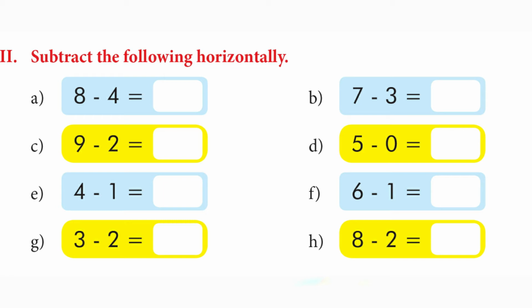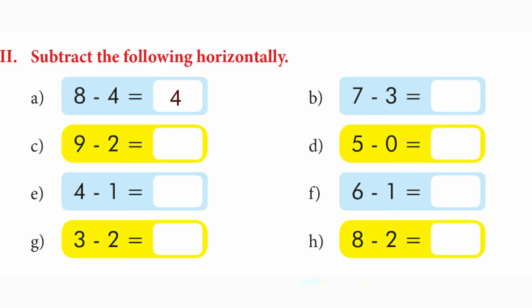Count it right. Okay. 8, 7, 6, 5. So we're going to count 4 numbers. We counted. How much is left? 4. So the answer is 4. Write down 4. Now the next one is 7 minus 3.